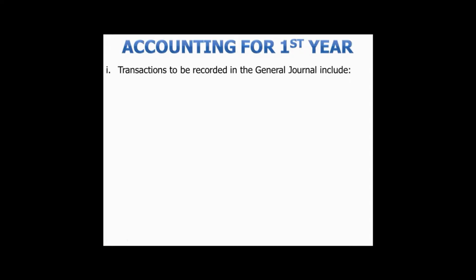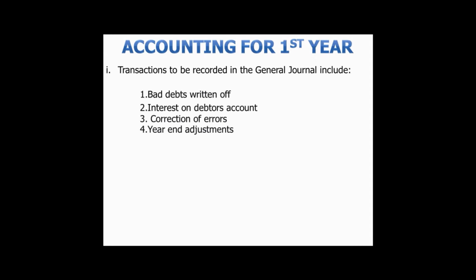So, which are the transactions that need to be recorded in the general journal? They include the following: bad debts that need to be written off, interest on debtors' accounts, correction of errors, and year-end adjustments. Also, remember that the transactions that were entered into the sundries accounts on the cash journals also need to be transferred to the general journal.